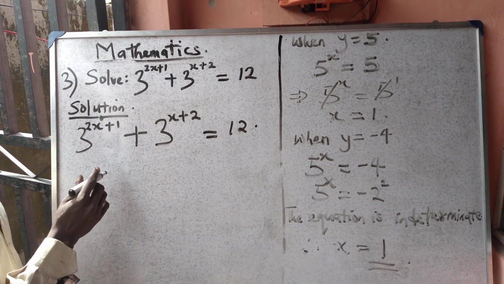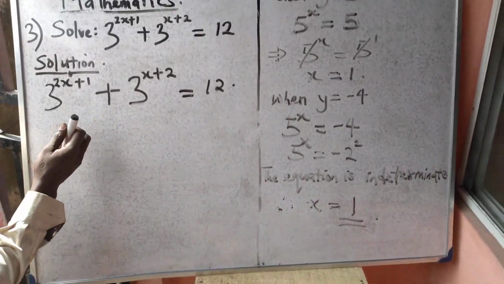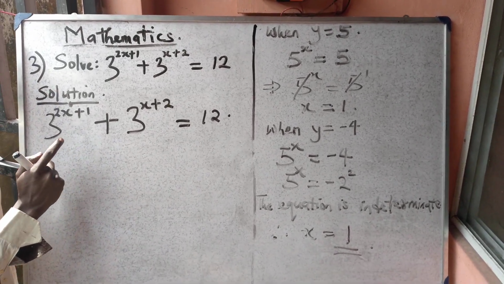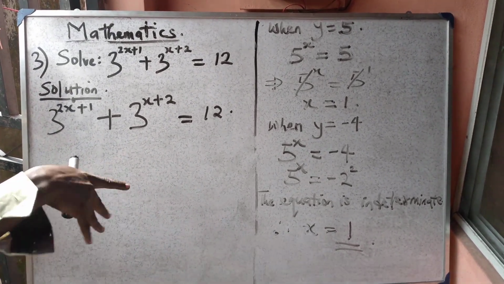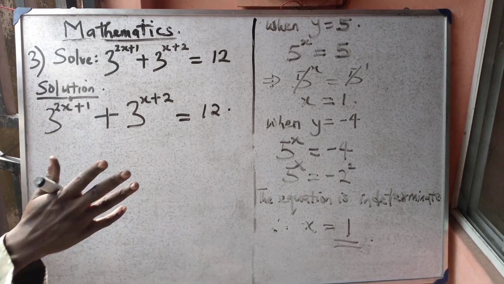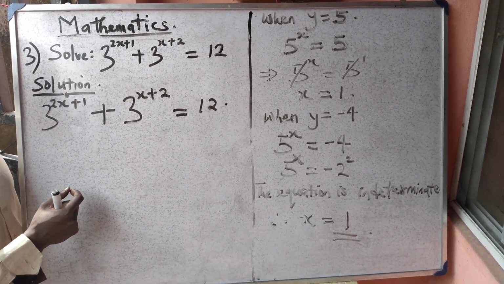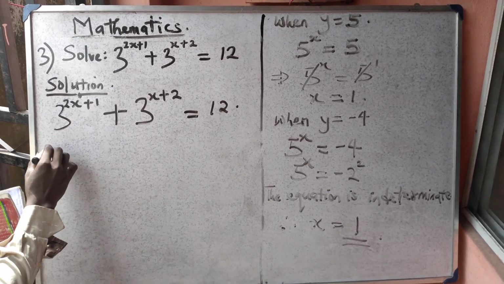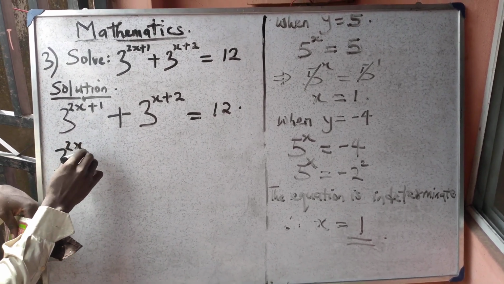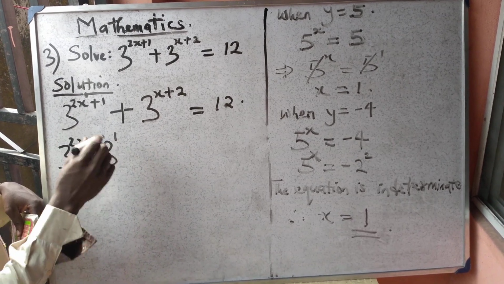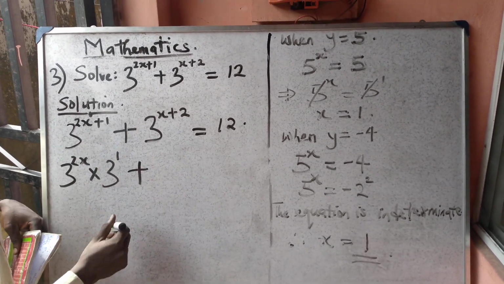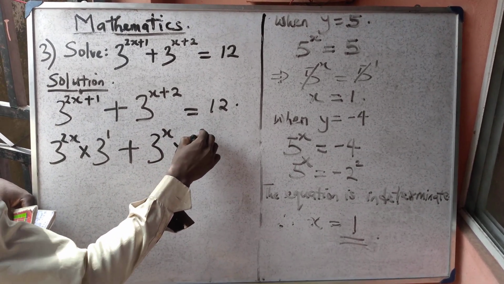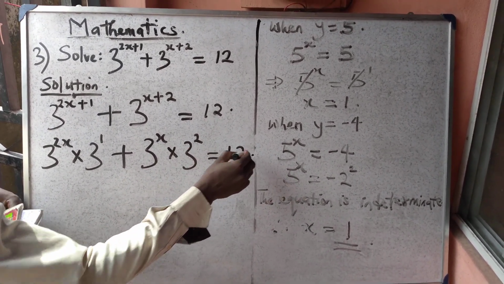Now, the first thing you do is to apply the multiplication law of indices to this. Of course, the law has already been applied, but then you have to rewind backwards. The law states that when two similar numbers multiply themselves, the powers are added. You just take one of the base and add the powers. So assume that this is 3 raised to power 2x multiplied by 3 raised to power 1. Now apply that same multiplication law there. This is 3 raised to power x multiplied by 3 raised to power 2 equals 12.